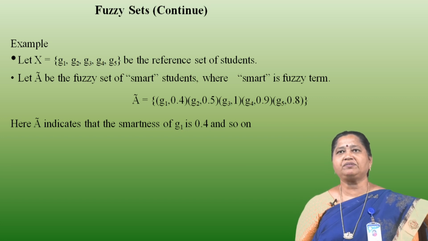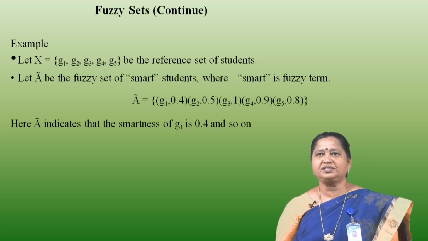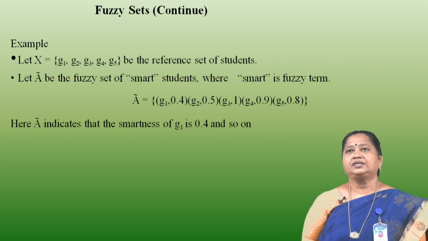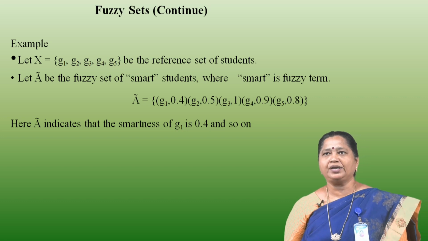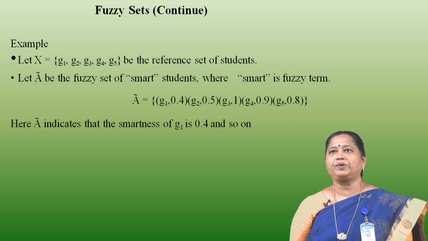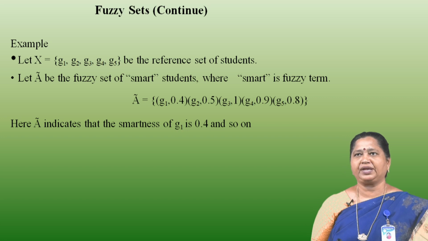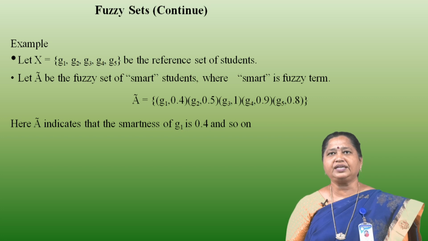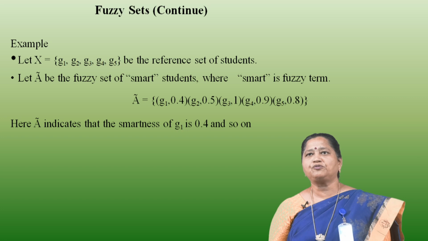A bar equals {(G1, 0.4), (G2, 0.5), (G3, 1), (G4, 0.9), (G5, 0.8)}. This 0.4 is nothing but the grade, that is, the membership grade. That is, the student G5 has the membership grade 0.8. Here A bar indicates that the smartness of G1 is 0.4, and so on.